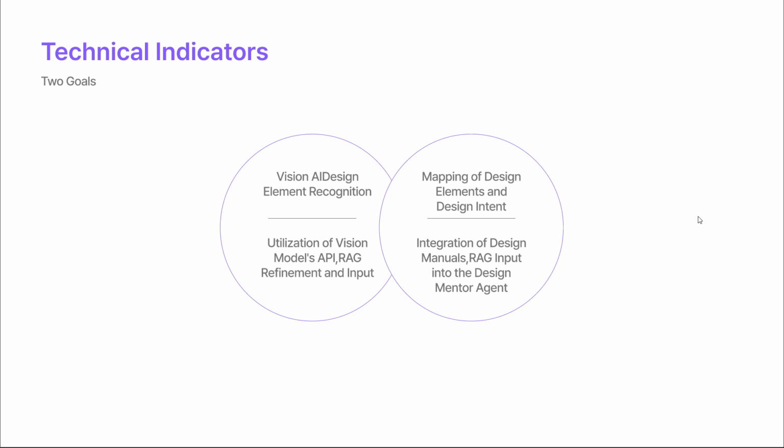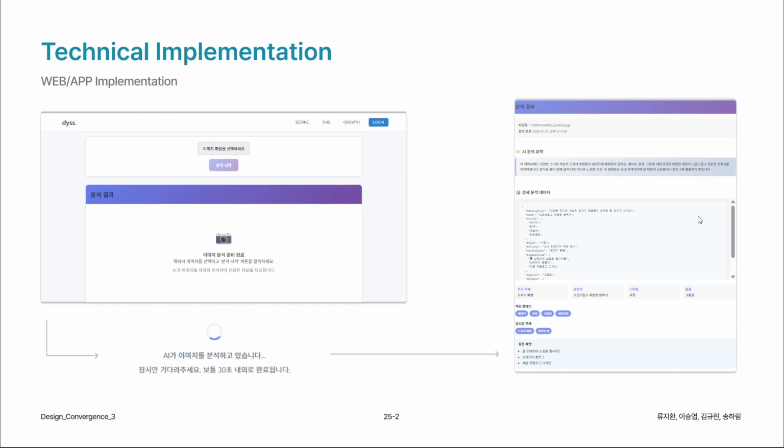Next, let's discuss the technical aspects, specifically two major issues we faced. First, the AI needed to accurately recognize design elements, and second, we had to secure or create a design dataset mapping design elements to their intended design meaning. Here is the prototype for AI recognition of design elements.